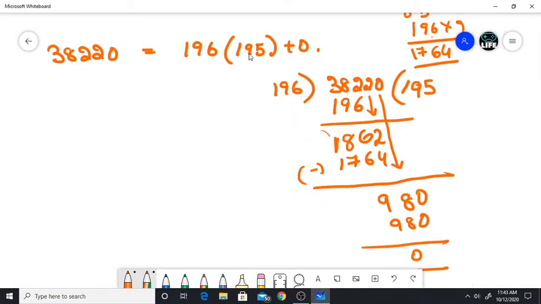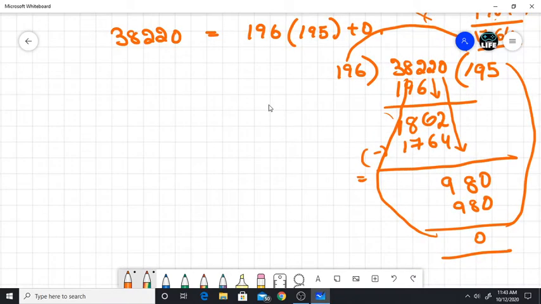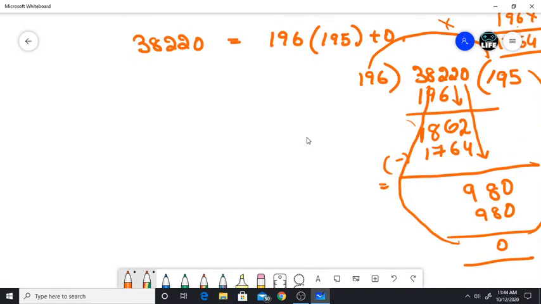So 196 into 195 plus 0 equals 38,220. Very simple. Therefore 196 is the HCF. HCF means highest common factor.